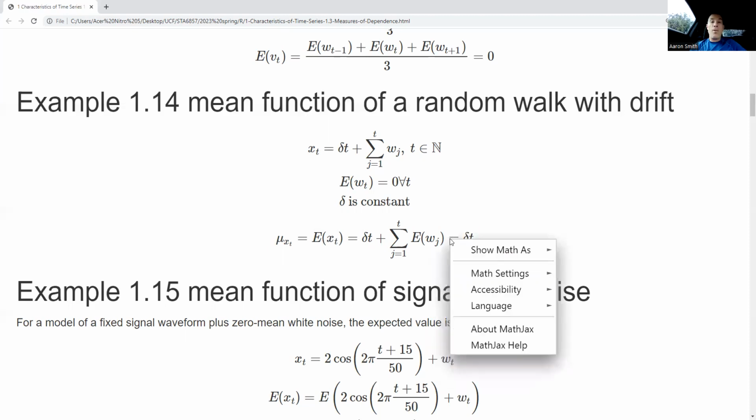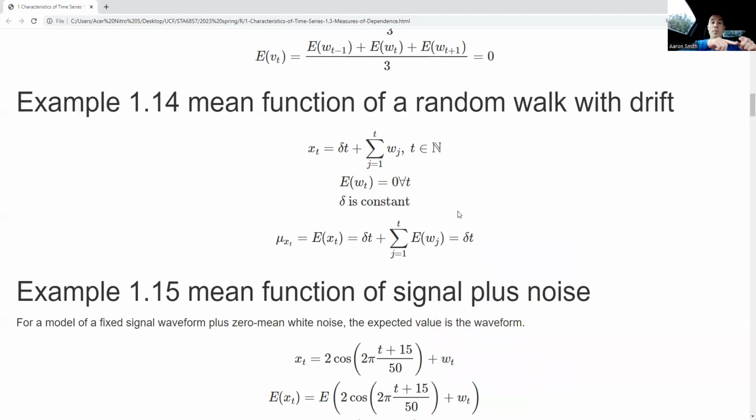And so if I was to plot this, as time went on, what would happen is there would be the drift component, and my random walk would be going up and down, up and down, up and down, but it would keep hovering somewhat close to the delta t function.